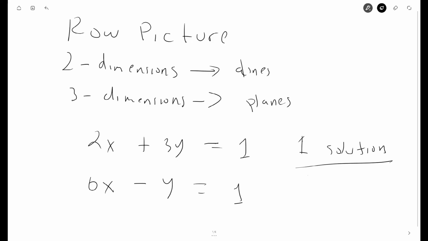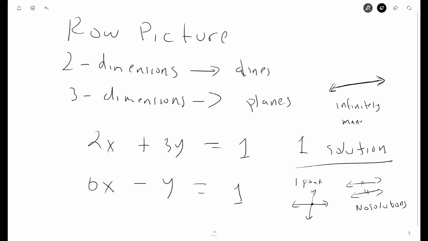And remember, two lines can cross in only one point, in one place. They can be parallel and not cross each other, so that means no solutions. And they can also overlap, so it could be the same line, two lines overlapping, so that means infinitely many solutions.